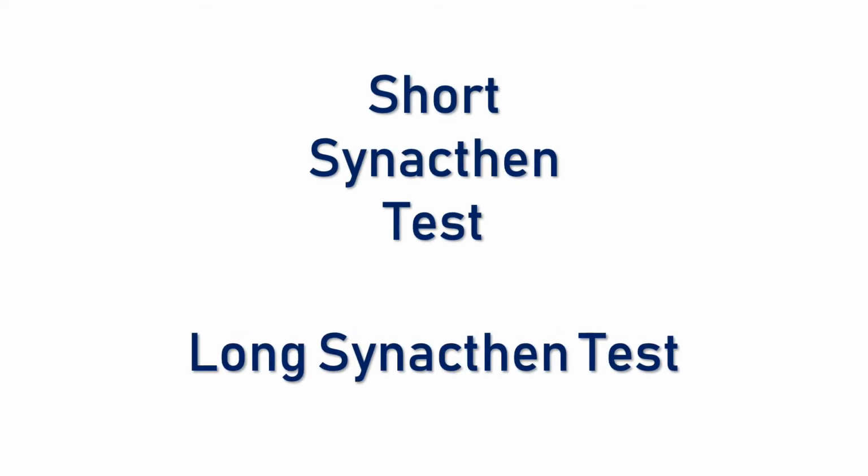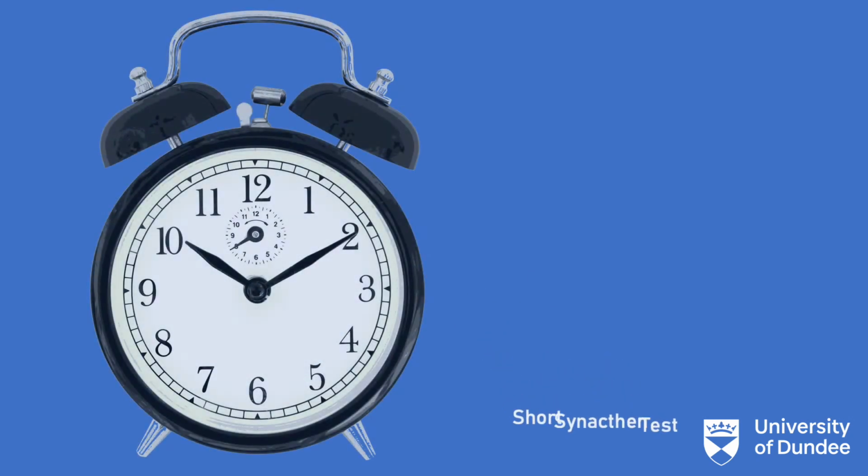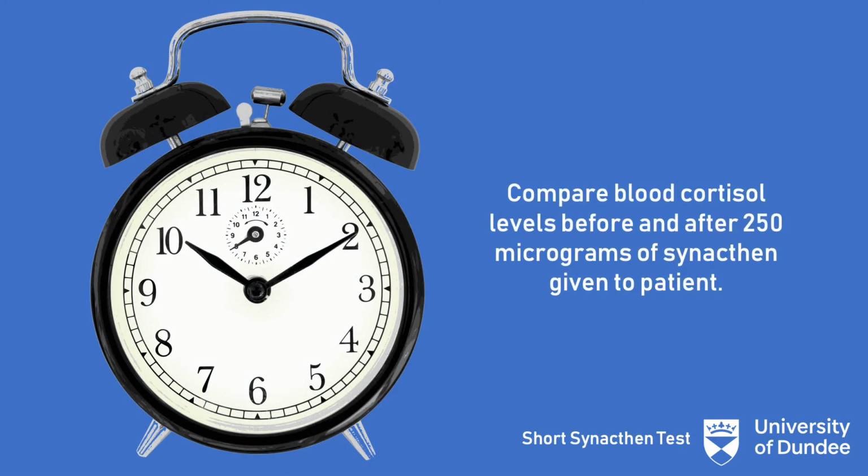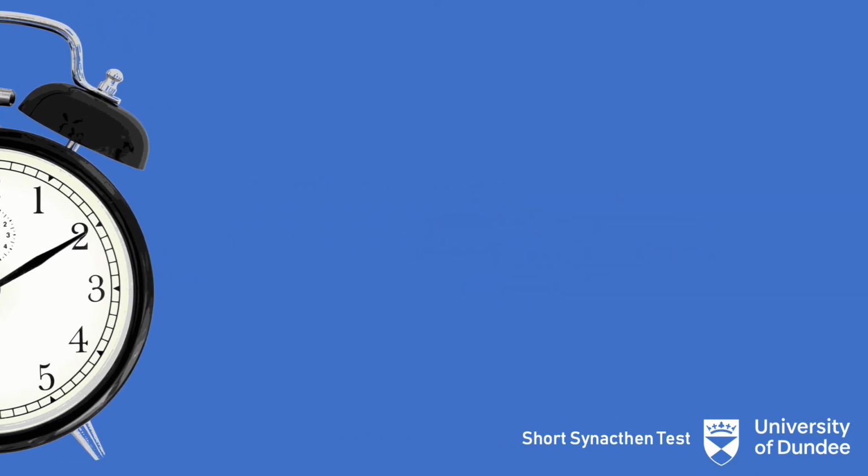Two tests are performed, the short and the long test. Dexamethasone does not cross-react with the assay, and so the patient does not need to stop taking this before testing is carried out. The short test compares blood cortisol levels before and after 250 micrograms of synacthin is given.